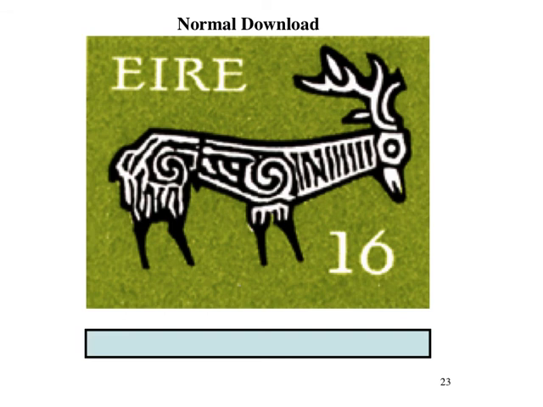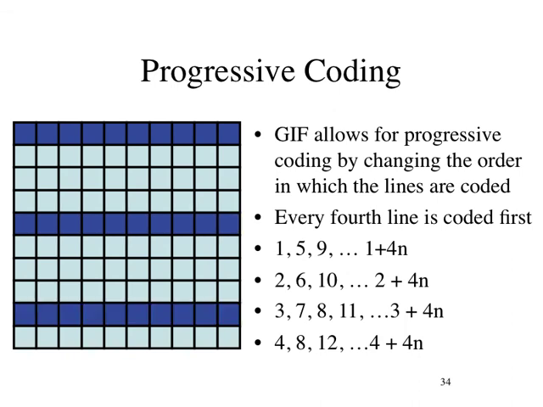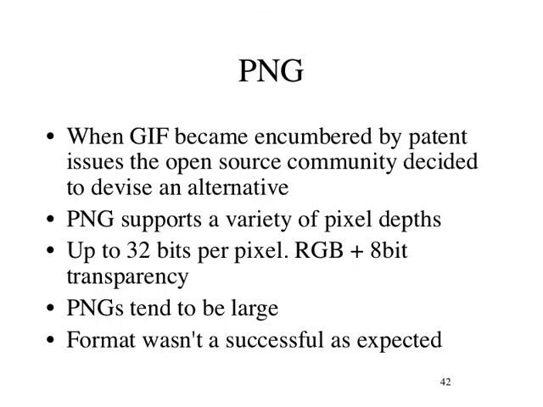So GIF allows for that. It does it in quite an interesting way, actually. You would think there'd be lots of hard maths involved, and all it does is change the order of the display of the lines. So it does these ones, and then it might do these ones. It would go every fourth line. And so when it was arriving, it would start off blurry but get better as it went. Now, there were a few problems with GIF.